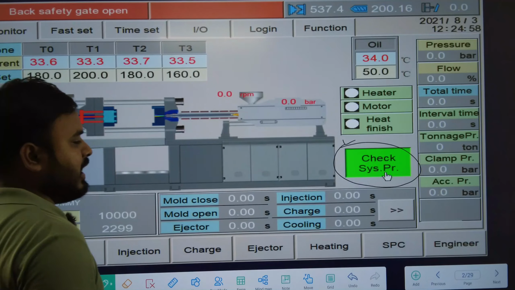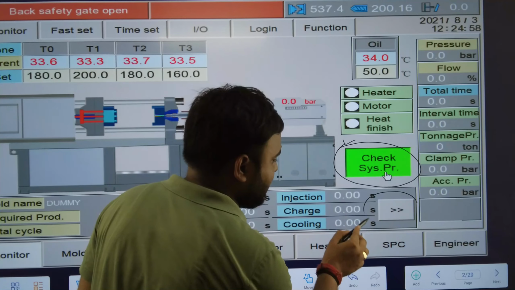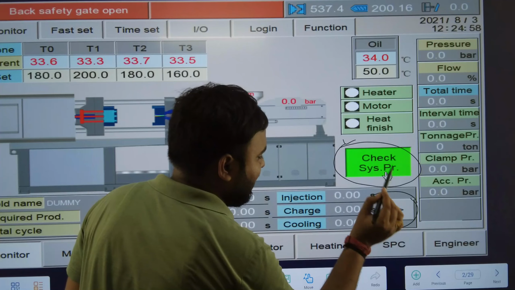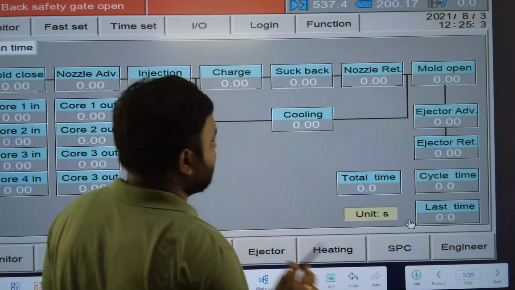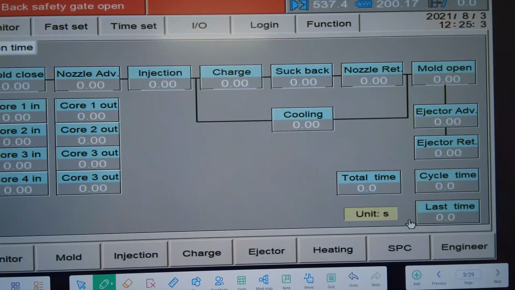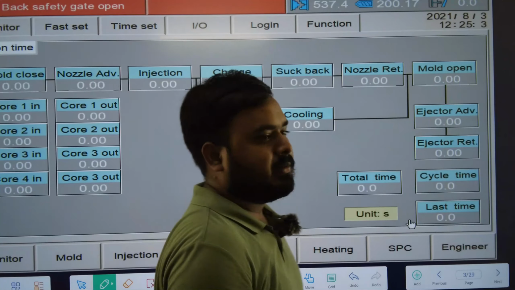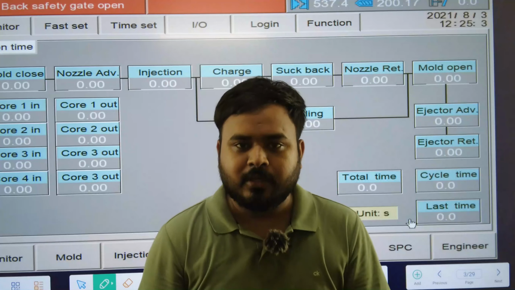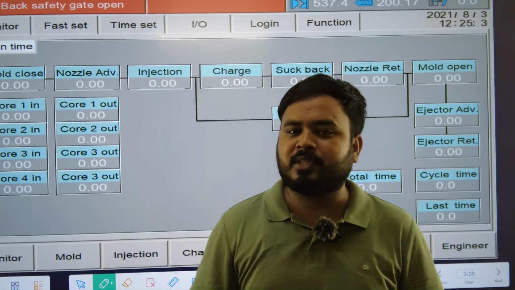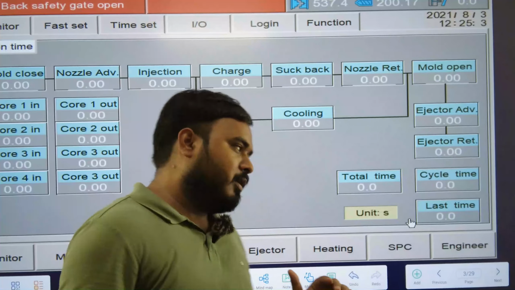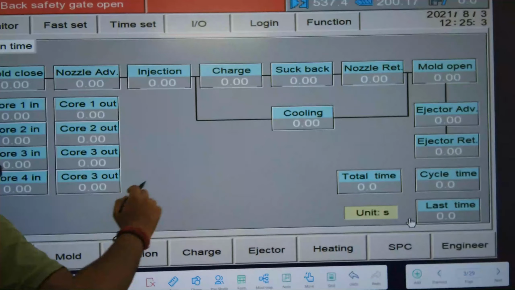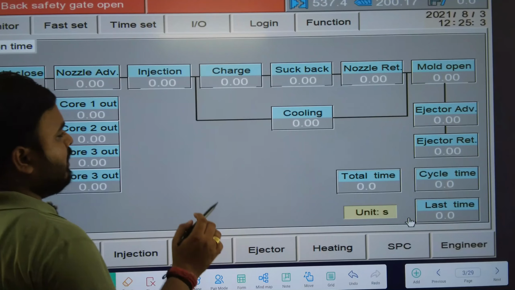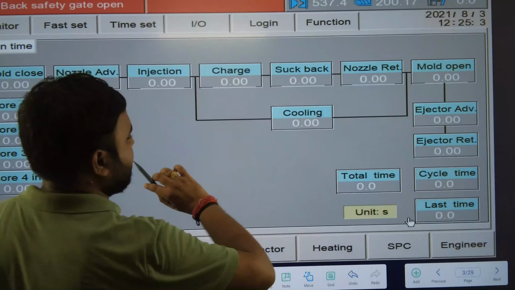Now moving to the next, I will take you to the cycle time page. When you click at this particular point, you will directly move to the action page, known as cycle time. So the question is, what is cycle time? Cycle time is the particular time that it takes to make a complete product.